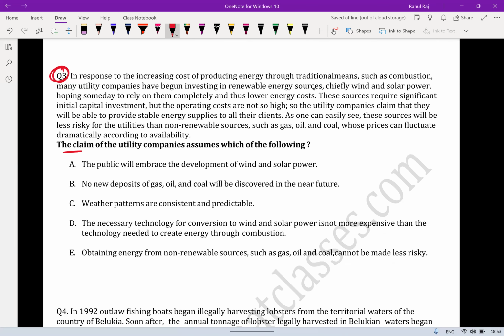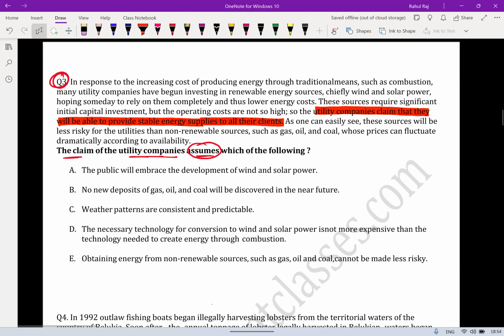What is your question? The claim of the utility company assumes which of the following? Now, what is the claim of the utility company? The utility company claims that they will be able to provide a stable source of supplies to all their clients. And I'll also teach you guys how you should play around with the words in critical reasoning. That's something very important. No doubt, until you have a complete understanding of the meanings of the sentence, as to why something is wrong with a very valid reasoning, playing around with the words will become tough. But I'll try my best to clear it.